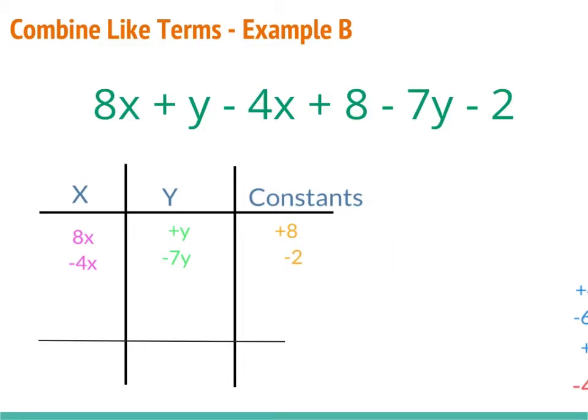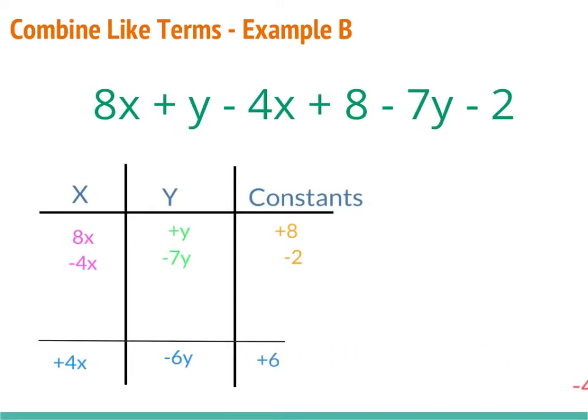So now I'm going to be combining. Again, combining is a fancy term for adding. So I'm going to add, and I can use my calculator if I don't know my integer rules. 8x minus 4x is going to be +4x. Y plus -7y is going to be -6y. And +8 minus 2 is going to be +6.